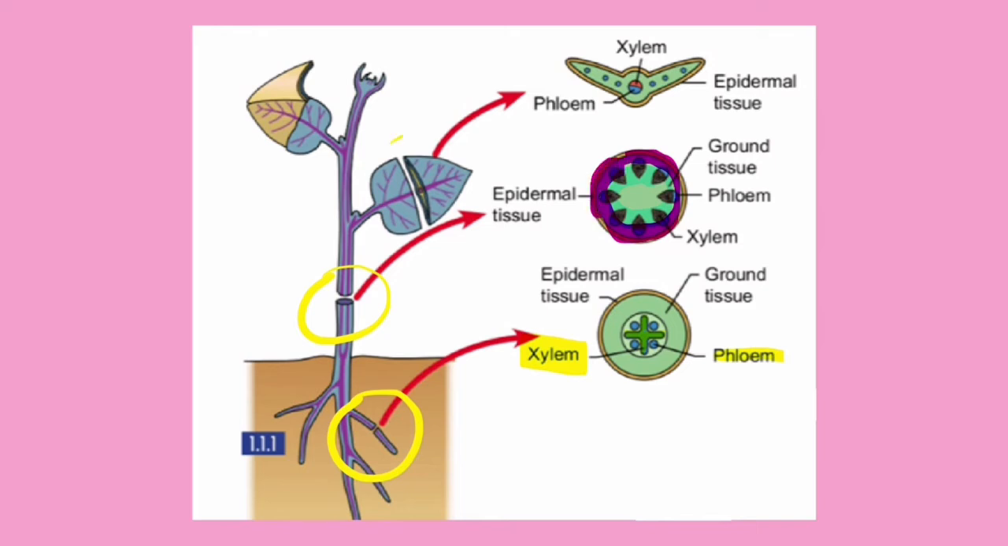Lastly is the cross-section of a leaf. In the cross-section of a leaf, the phloem is normally found at the bottom, whereas the xylem is normally found at the top. An easy way to remember this is that phloem transports food, whereas xylem transports water. Food is heavier than water, therefore phloem is at the bottom and the xylem is at the top of the cross-section of a leaf. And there we have it, we have reached the end of our lesson.